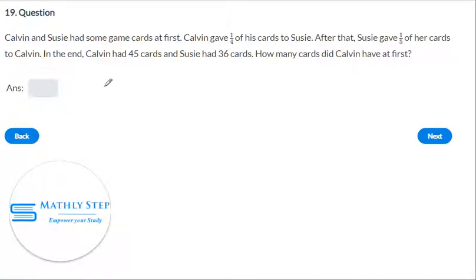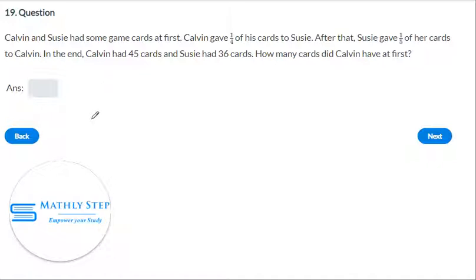Question 19. Kevin and Susie had some game cards at first. Kevin gave 1/4 of his cards to Susie. After that, Susie gave 1/5 of her cards to Kevin. And in the end, Kevin had 45 cards and Susie had 36 cards. How many cards did Kevin have at first?